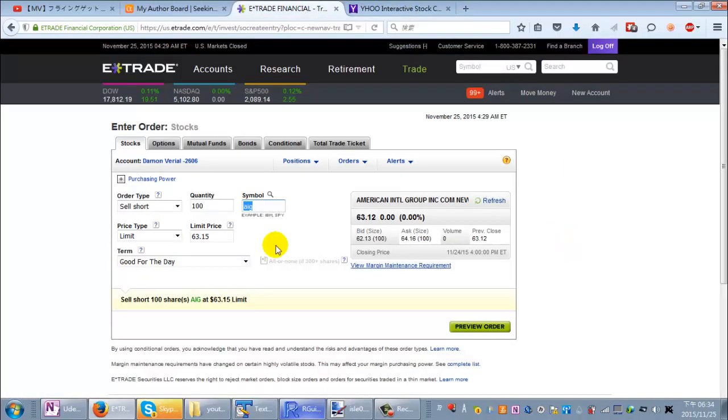So that's the idea here. Again, this is what it should look like. Sell short, whatever your quantity is, whatever the ticker is, limit trade, always limit. The price is halfway between the ask and the bid, and then good for the day. That's it. Preview order, you're done.